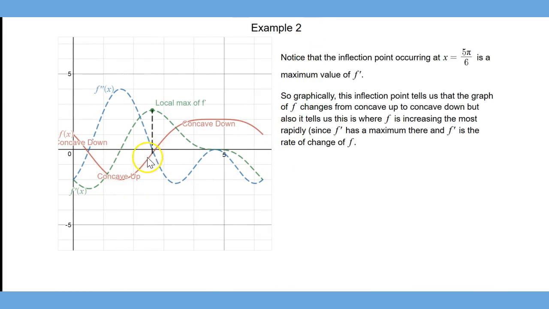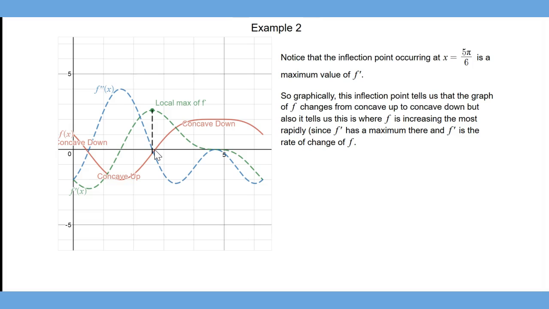So notice that at that inflection point, the green dashed graph is my first derivative. So I've turned that back on in this picture. Notice that the place where it changes from concave up to concave down is an inflection point. And since that's a 0 of the second derivative, it's a max or min of the first derivative, since this is changing direction, changing sign.